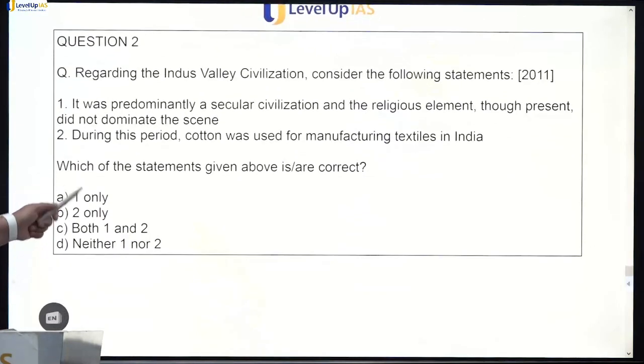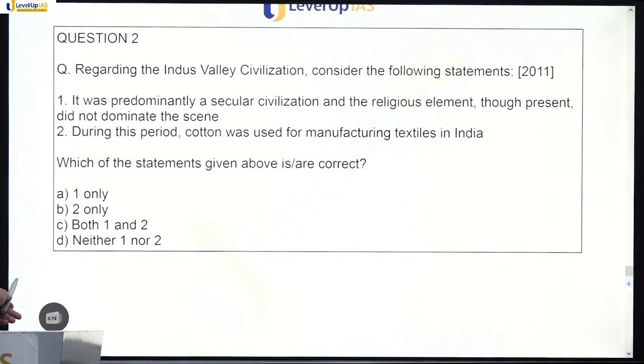Next question, regarding the Indus Valley civilization, consider the following statements. One, it was predominantly a secular civilization and the religious element, though present, did not dominate the scene. And second, during this period, cotton was used for manufacturing textiles in India. Which is correct? Both of them are correct. Okay? So, correct answer, C.